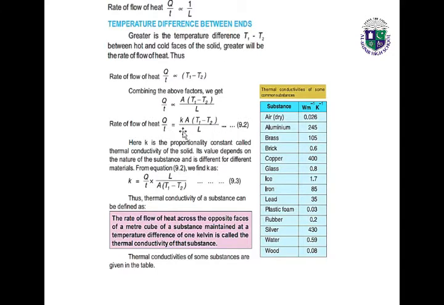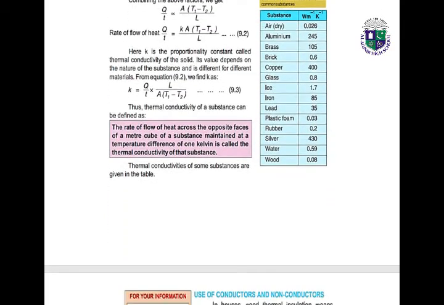When we combine all the above factors, we get this equation. Rate of flow of heat is equal to KA(T1 minus T2) over L. A is the cross-sectional area, T1 minus T2 is the difference between the temperatures, and L shows the length. Here K is the proportionality constant called the thermal conductivity of the solid. So we can define it as the rate of flow of heat across the opposite faces of a meter cube of a substance maintained at a temperature difference of 1 Kelvin is called the thermal conductivity of that substance. So here we have the table of thermal conductivities of different common substances.